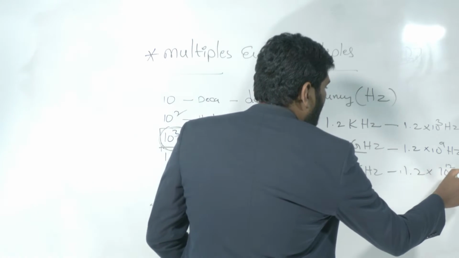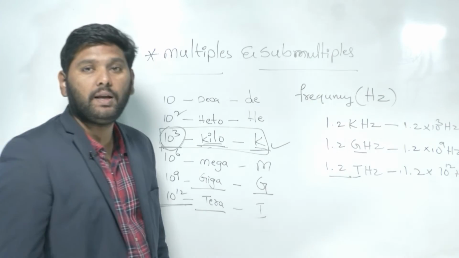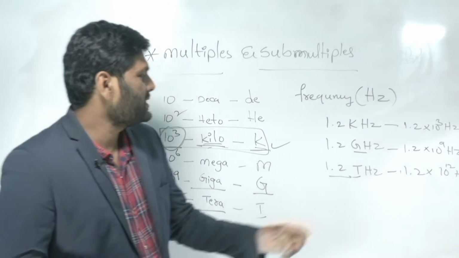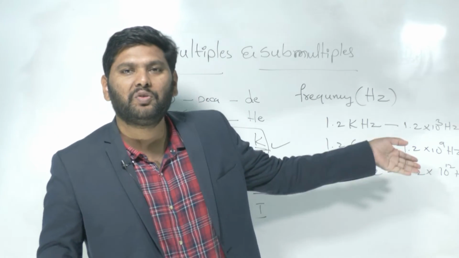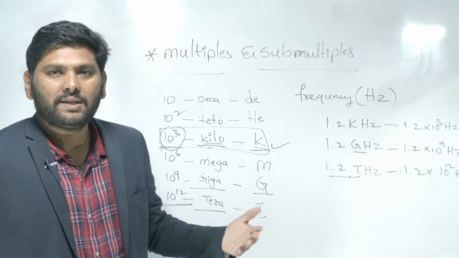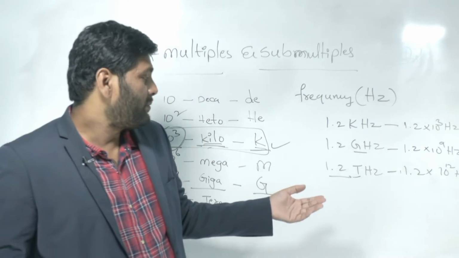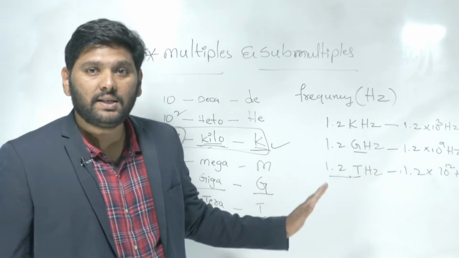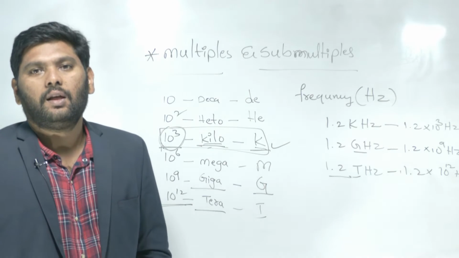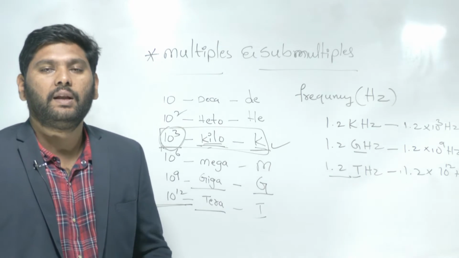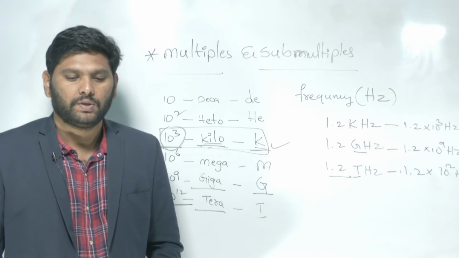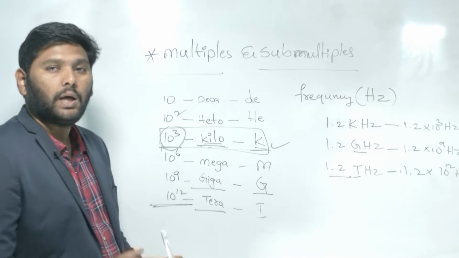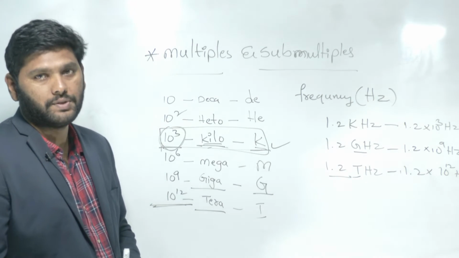So this is the way we use these multiples to express in a short way. Expressing 1.2 into 10 power 12 hertz, or else 1.2 terahertz, which is easier? I think it is very easy to express any physical quantity when it is of higher order. Got it? I hope you have understood how we are using these multiples.